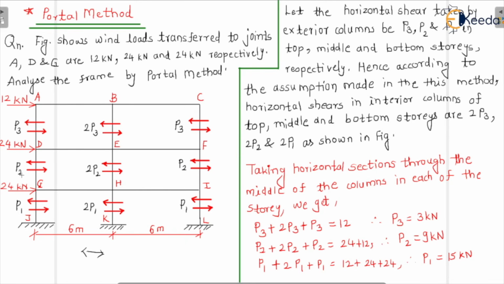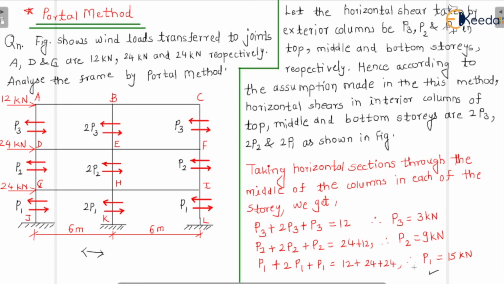Then for the second story, P2 plus 2P2 plus P2, so 4P2 is equal to 24 plus 12, that is 36 kilonewton. So P2 is 9 kilonewton. Now for the ground story, P1 plus 2P1 plus P1, so 4P1 equals 12 plus 24 plus 24. We have to add all the forces here, because at the ground story all the above loads get added. So we get P1 as 15 kilonewton.